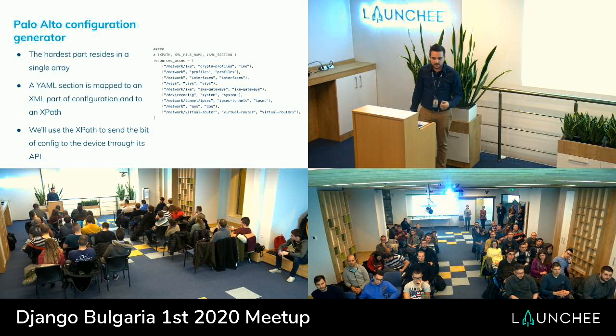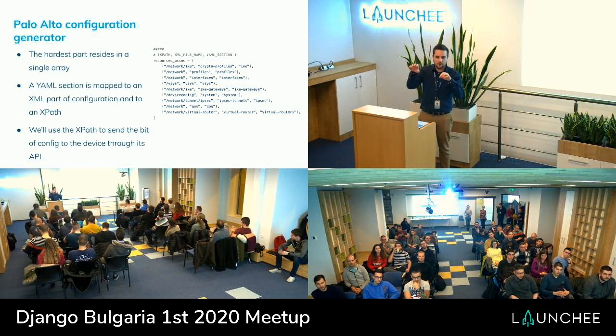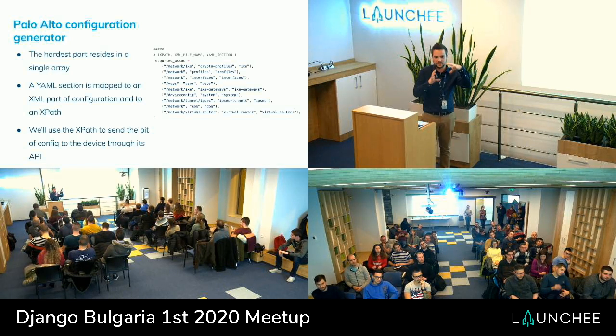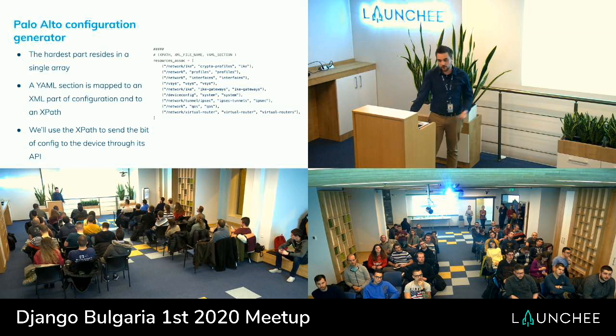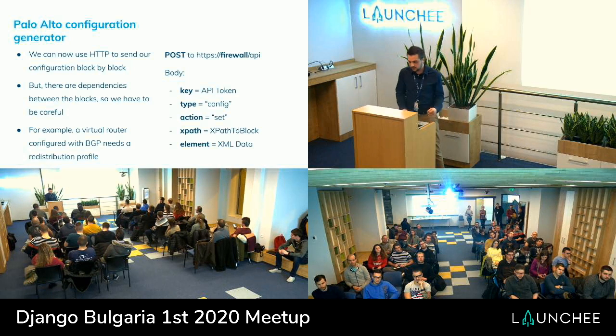So the hardest part of that was that we needed to map correctly what was in the YAML sections, where does it go in the XML configuration, and the XPath to tell the device where should I put this block of configuration in your device configuration. So when we had this mapping done correctly, we actually got all we need to basically send the configuration automatically to the device. So pretty classic in our decade.